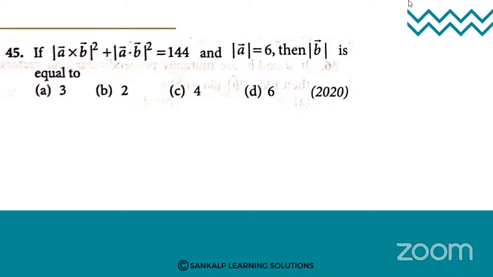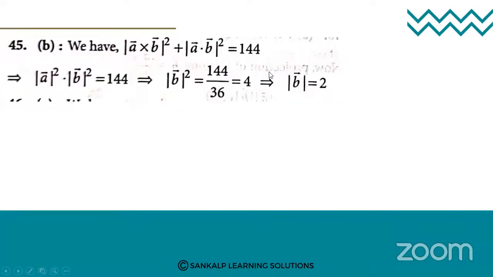Here we will discuss how we are getting a shortcut. So what we have to do here first is, A cross B is equal to 144, and it will be equal to mod A square mod B square, which is equal to 144, so B square is equal to 144, and B is equal to mod 2. So the final answer will be option B.